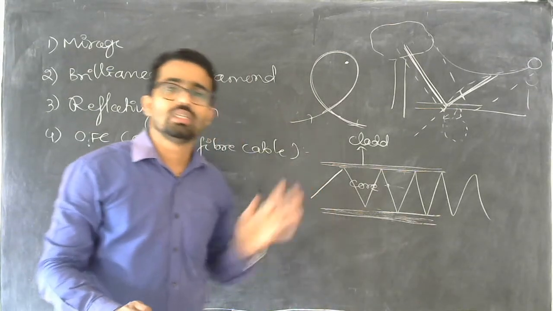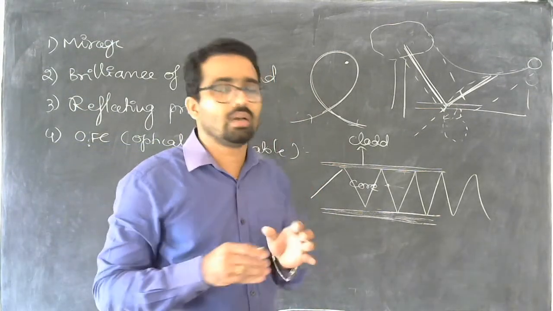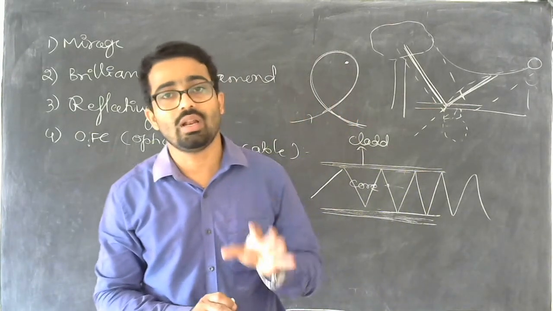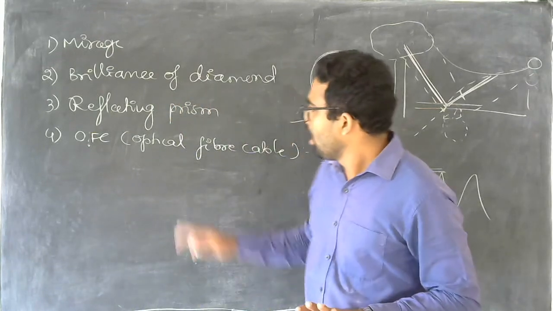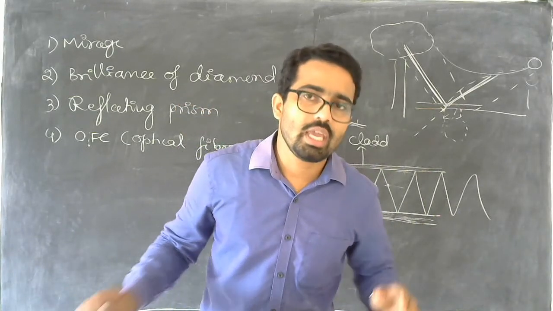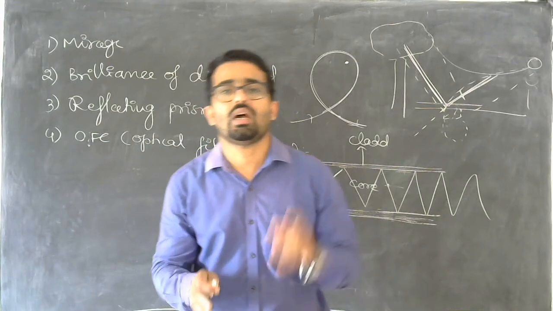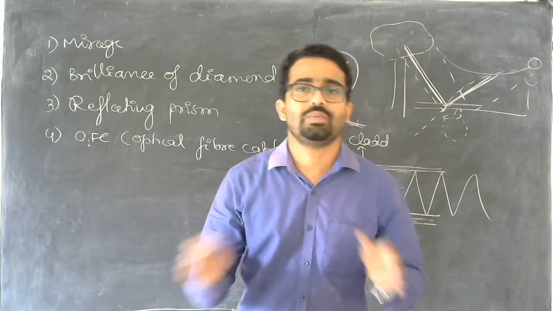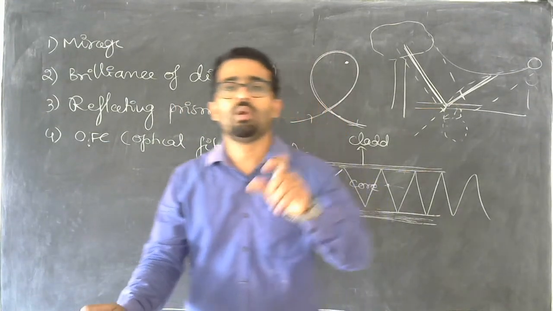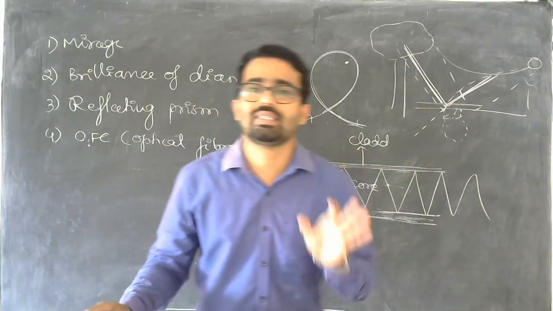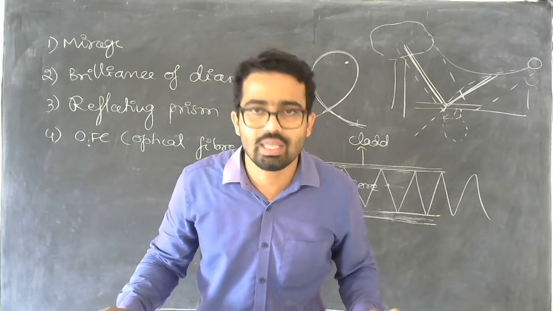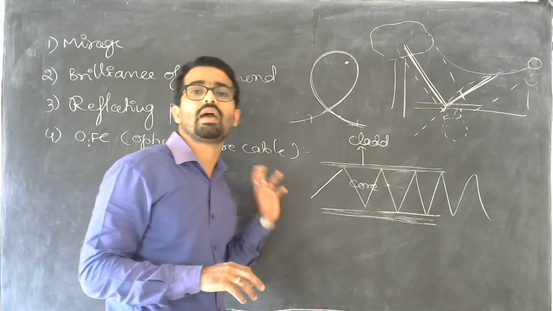So this is about some of the instruments as well as natural phenomena which involve total internal reflection. And in optical fiber cables, this is a large application. It can be used to transmit audio and video signals. And if you want to see internal organs like the esophagus, stomach, or intestine, the optical fiber cable is used. So these are the applications of optical fiber cable.